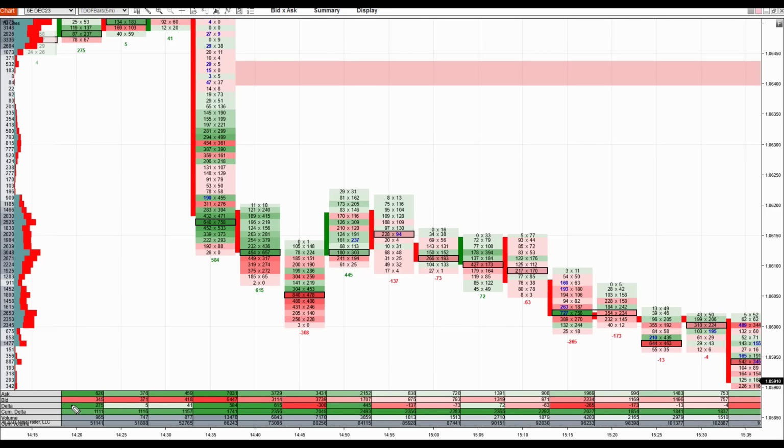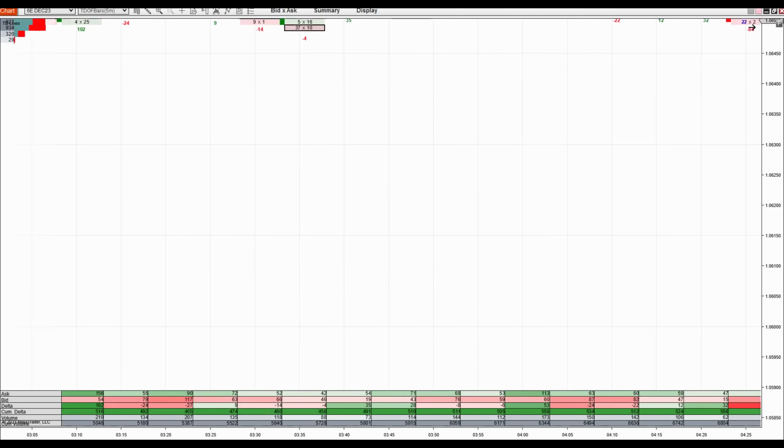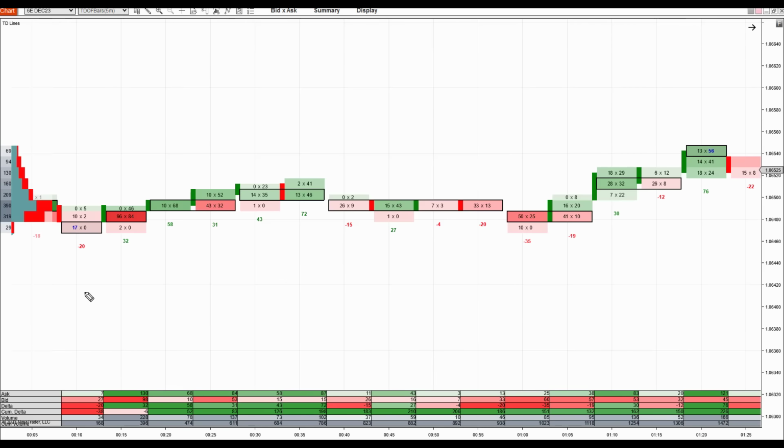Now, the next thing is cumulative delta. Let me scroll the chart back to the beginning of the day. So at the beginning of the day, the first footprint, not really visible here because it's hidden behind the volume profile, but the first delta was minus 18. The next one was minus 20. So the cumulative delta is minus 38, right? Which is minus 18 minus 20.